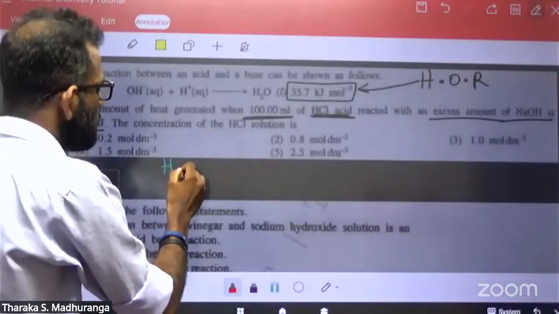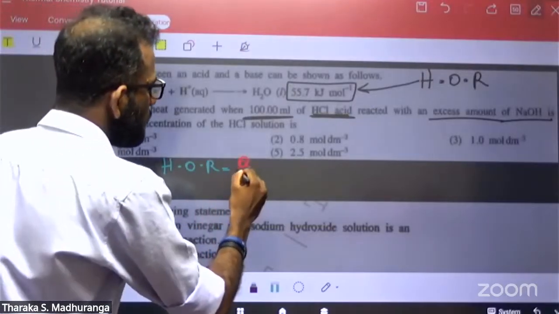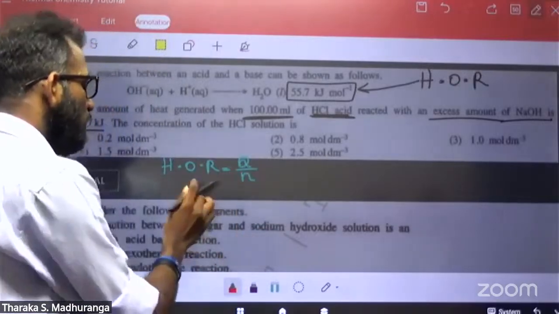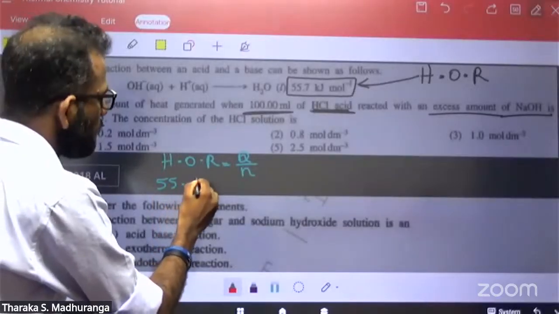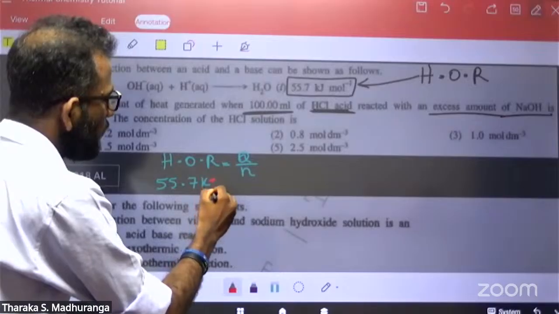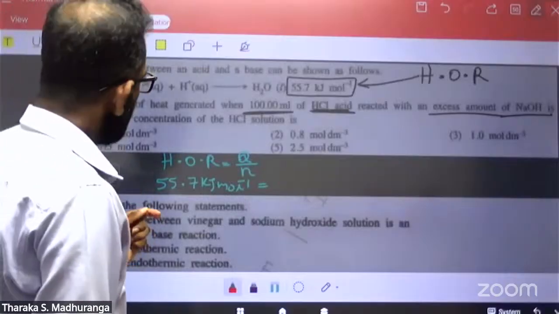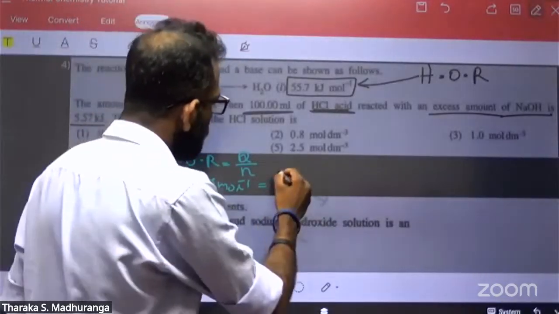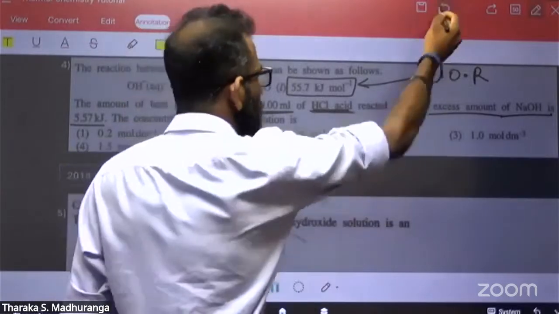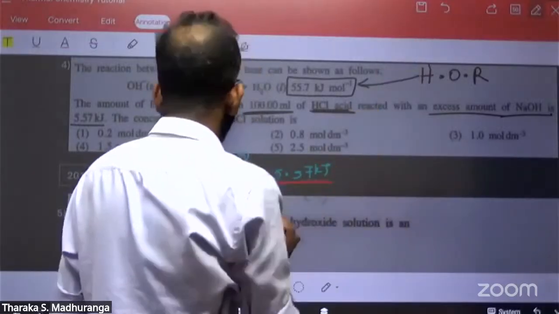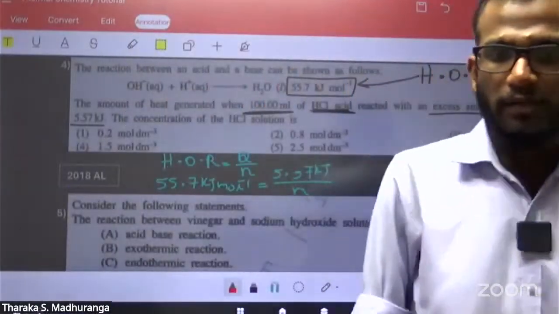The heat of reaction is the quantity of heat divided by number of moles. The heat of reaction value is 55.7 kilojoule mol minus 1. The quantity of heat is 5.57 kilojoule. So 5.57 kilojoule divided by number of moles, which we don't know. The number of moles we can find by this equation.